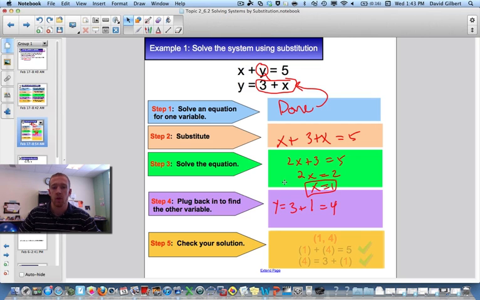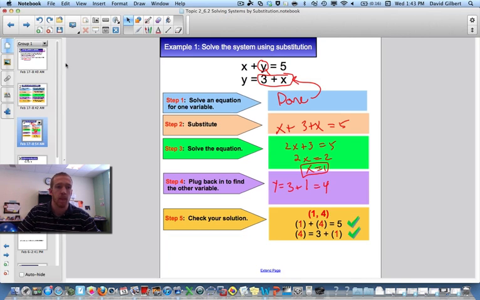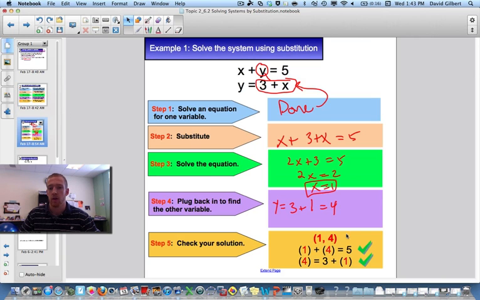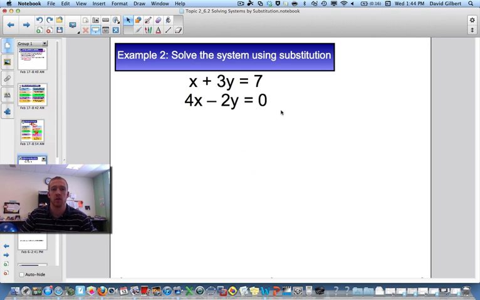You then want to check your solution. So plug in 1 for x, 4 for y, and they both work. So sweet.